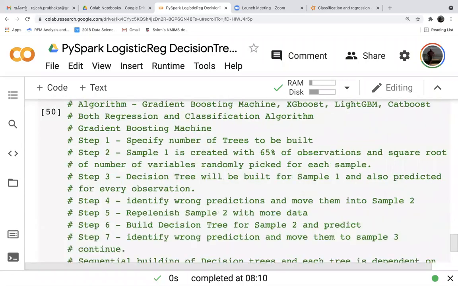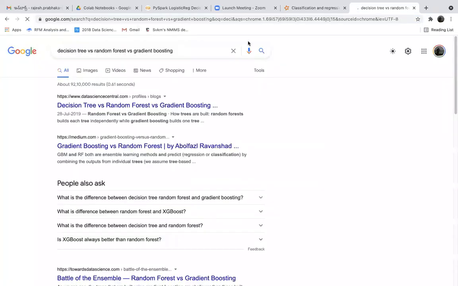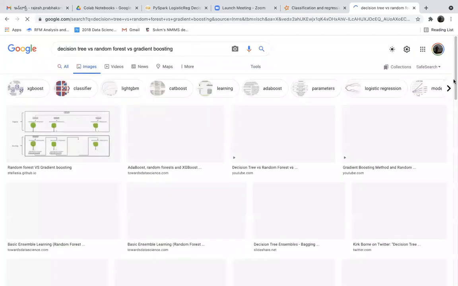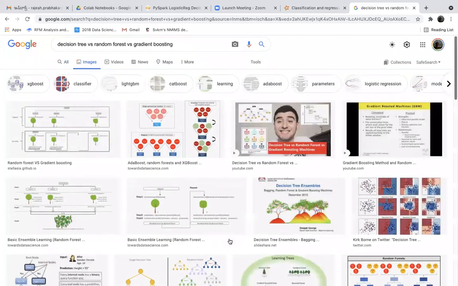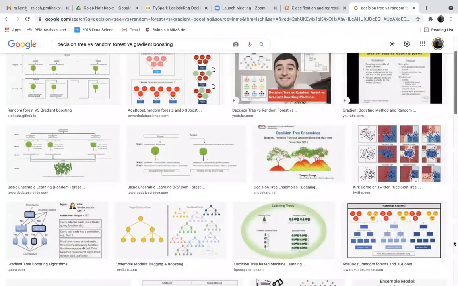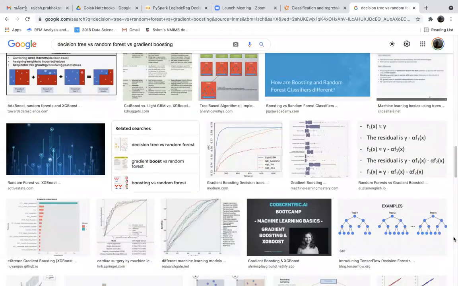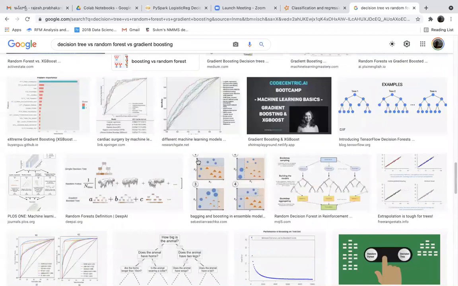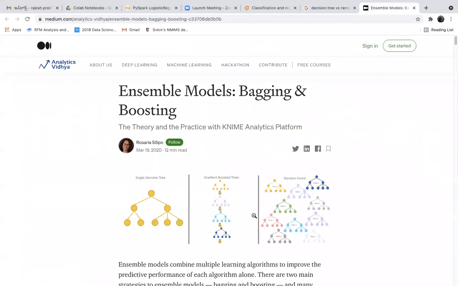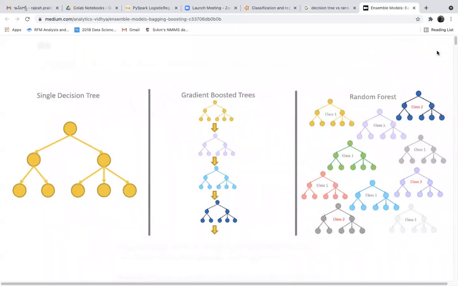So if you are looking at the tree-based models comparison, decision tree versus random forest versus gradient boosting, I think this is a site. Yeah, medium.com should have it. So this is the difference between a single decision tree, gradient boosted tree, and random forest.